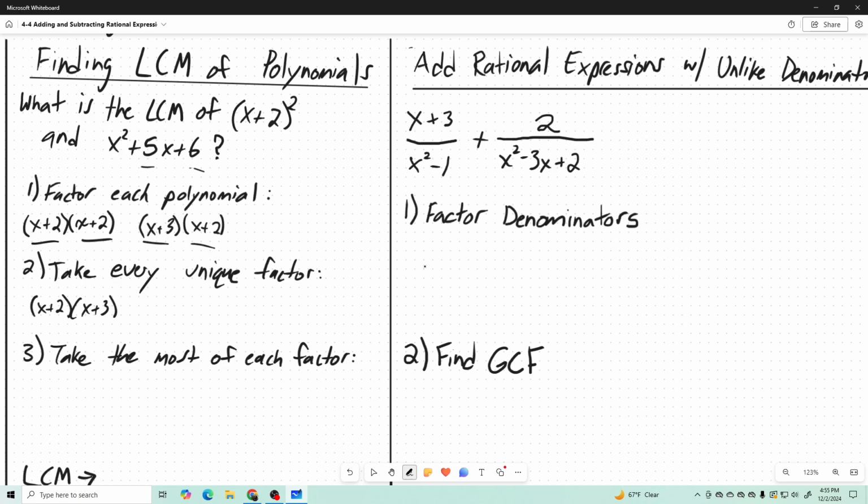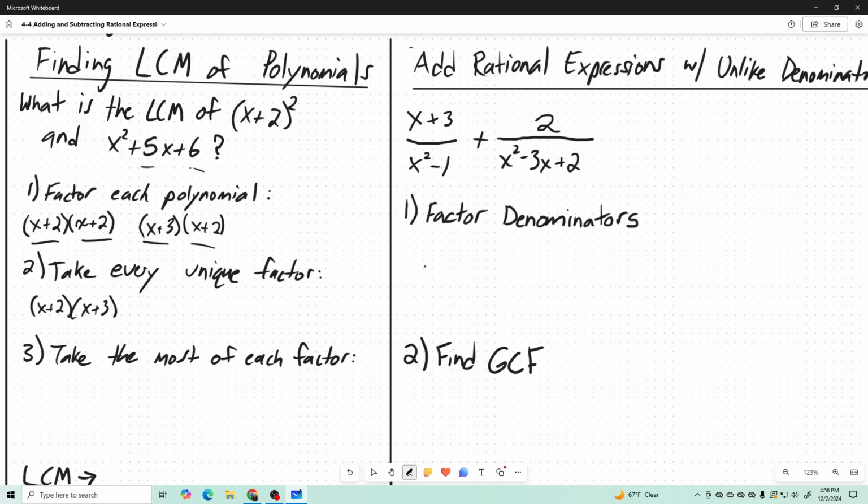Now the last thing we're going to do to finish our LCM is take the most of each factor. In other words, if we look at this first set of factors here, we have x plus 2, but we have it twice, right? And over here, we have x plus 3. That's the most, because we don't have an x plus 3 over here. So we're going to take one x plus 3, and we're going to take two x plus 2s, because even though this has an x plus 2, this isn't the one with the most. The one with the most x plus 2s is over here.